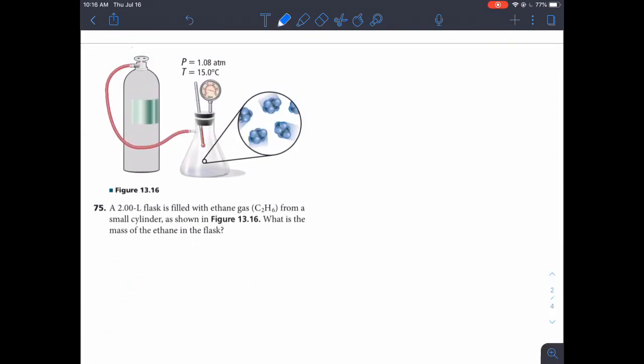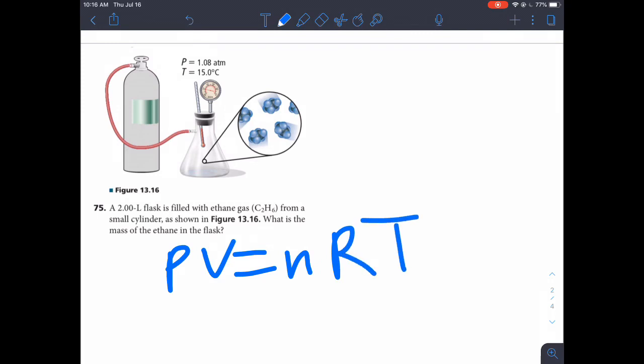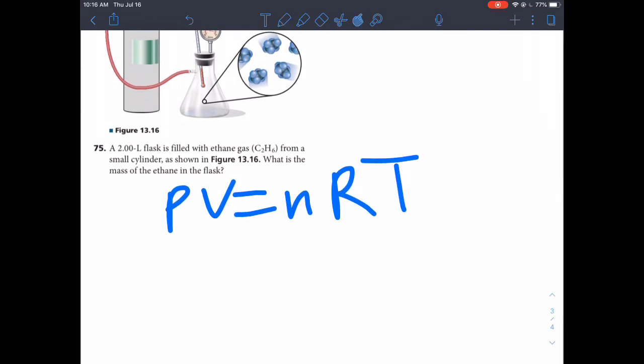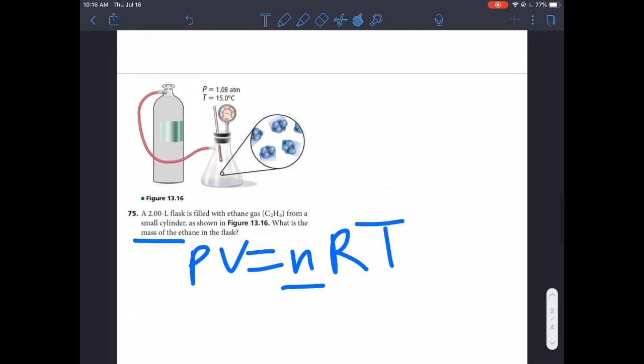Okay, so the first step for a problem like this is determining which gas law we have to use. And you can see, since we have 3 variables for this, that we're probably going to want to use ideal gas law, which is PV equals nRT. So let's just start. Then we have to identify what we need to find. We need to find mass, so it's probably going to be moles, n. Now we just have to set up the equation and get to solving it.